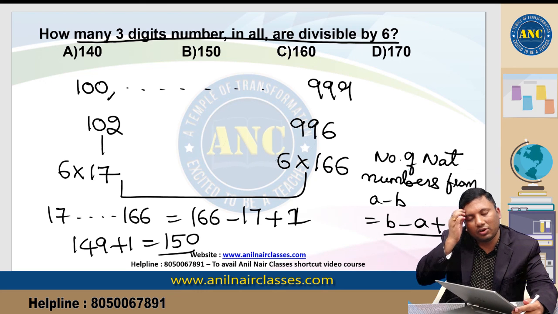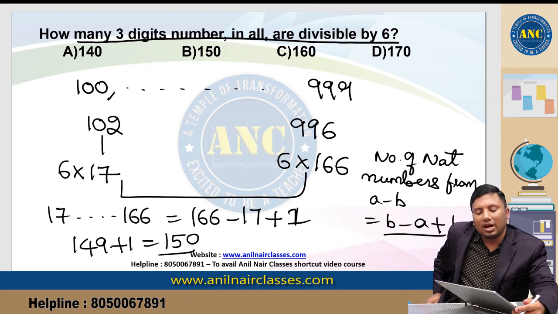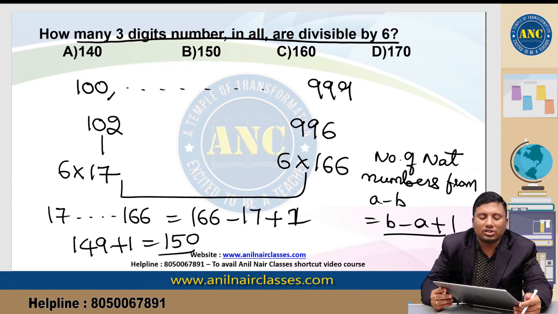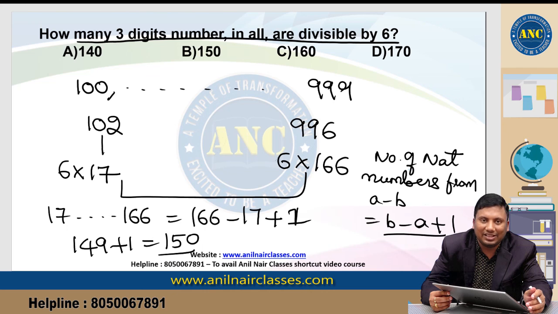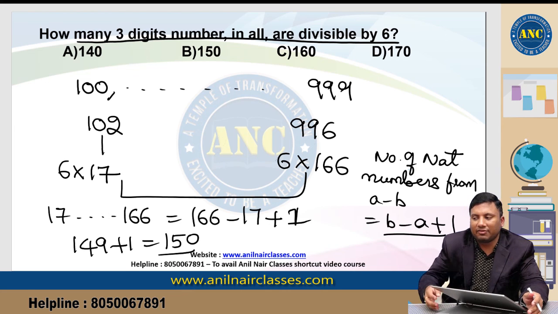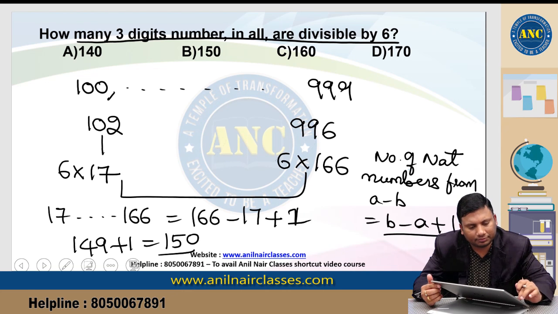Simple divisibility rule for numbers divisible by 6. 3-digit numbers are from 100 to 999. The lowest number is 102, 6 17s are 102. The highest number is 996, 6 166s are 996. 17 to 166, so the total numbers will be 166 minus 17 plus 1, 149 plus 1, 150. Next one.